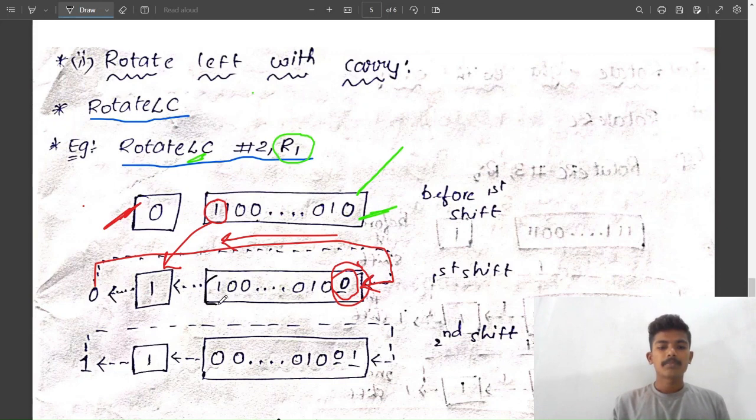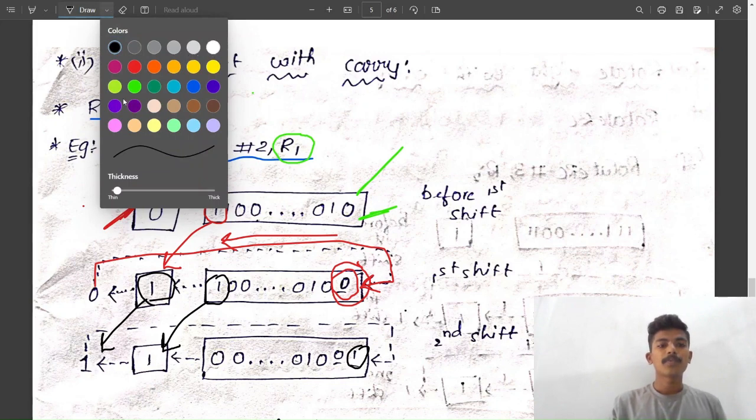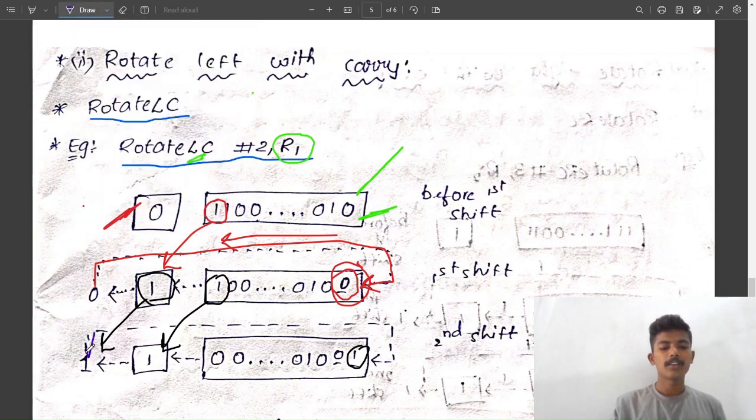After performing the second shift, we are moving this leftmost bit to the carry, and the previous element will be moved out from the carry. A vacancy is obtained at the rightmost bit. Now that vacancy is filled with this bit. That vacancy is filled by this carry which is eliminated. So this is what is meant by rotate left with carry.